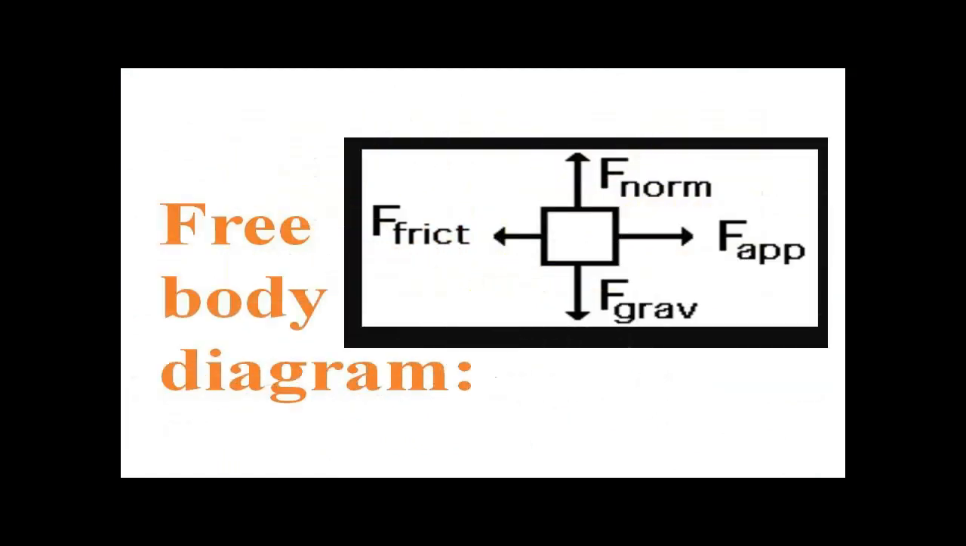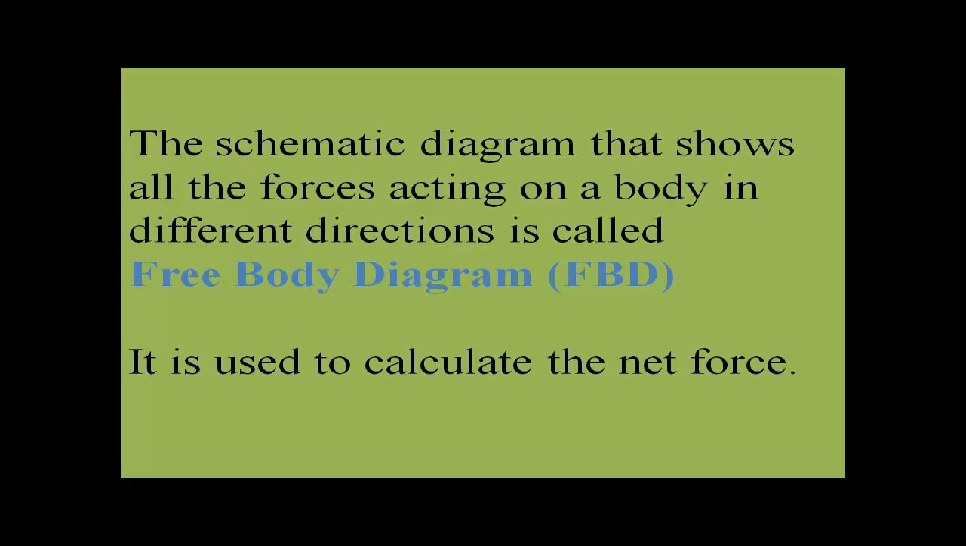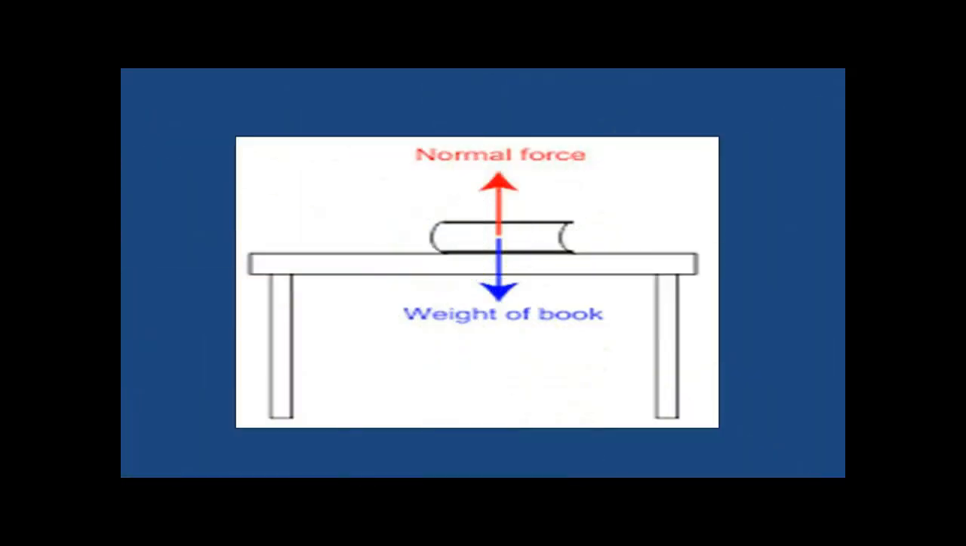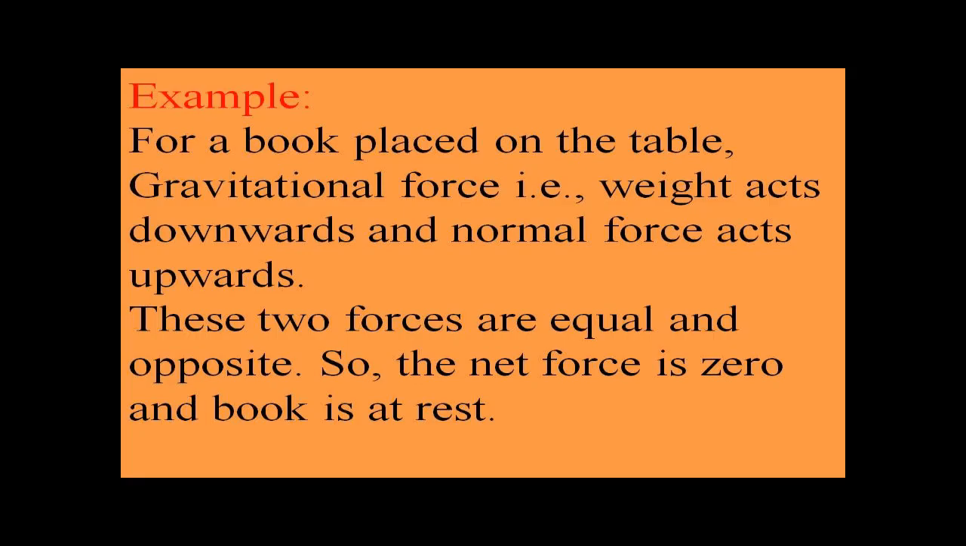Free body diagram. The schematic diagram that shows all the forces acting on a body in different directions is called free body diagram. It is used to calculate the net force. Now, let's discuss about net force. Example, for a book placed on the table, gravitational force, that is weight, acts downward and normal force acts upward. These two forces are equal and opposite. So, the net force is zero and book is at rest.